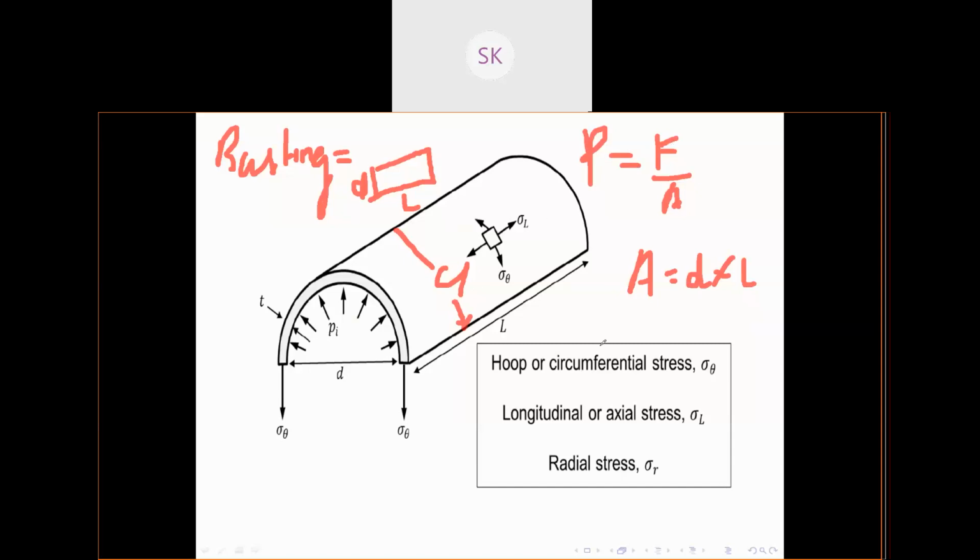So what will be this force? This force will be your pressure into area, and our pressure is nothing but P. You can take P into area, which is DL. Got this point? So your bursting force, that means the force due to this liquid, is nothing but P into DL.